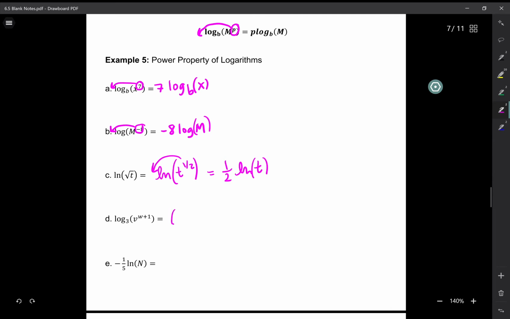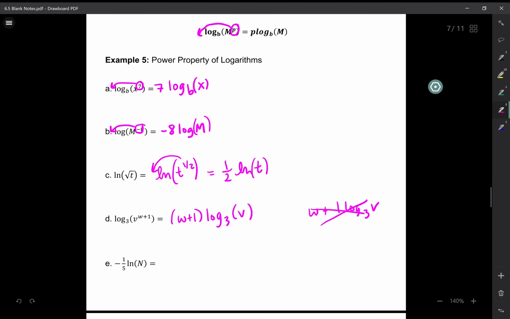All right, this one is log base 3 of v to the w plus 1, and you have to be careful with that parentheses in the w plus 1. That whole business comes down for the exponent, and you have to use parentheses. Otherwise, it would look like w plus 1 log 3 of v, and you really want the w times the log, not just the 1, so you can't do that.